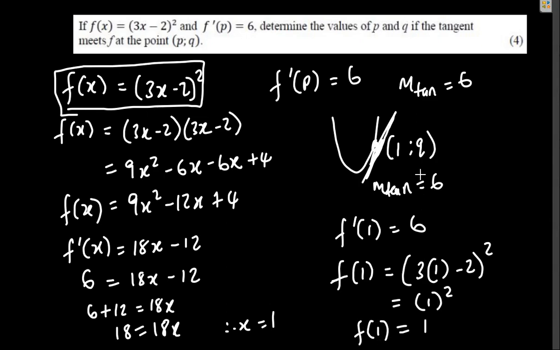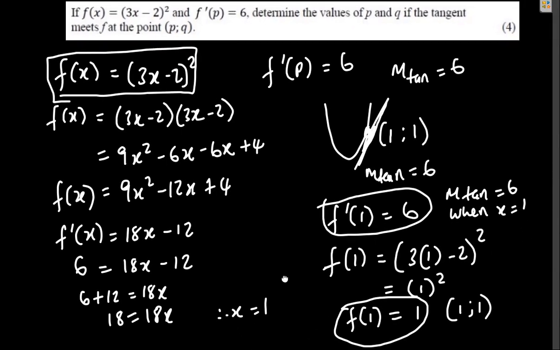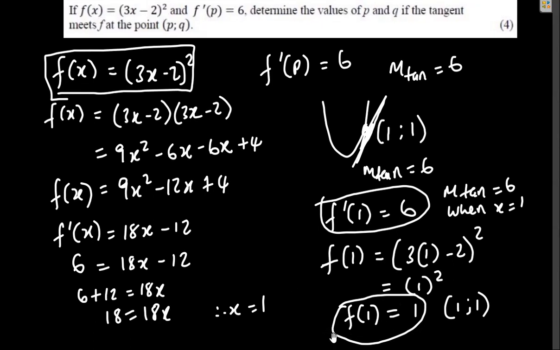Okay, so the answer here, it means Q, right? It means Q is what? Q is 1. Because what does this one here mean? It means when x is 1, y is 1. What does this one here mean? It means the gradient of the tangent is 6 when the x value is 1. Okay, I hope that makes sense, good people. That's where your 4 marks would go. So we now know that P is 1 and then Q is also 1.